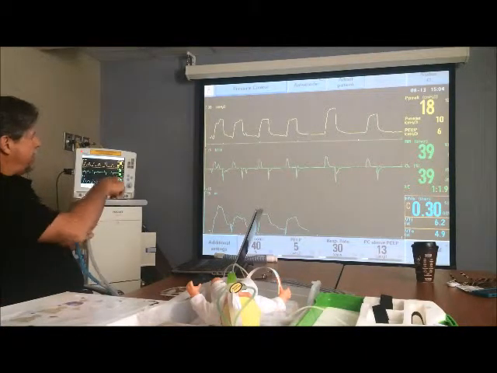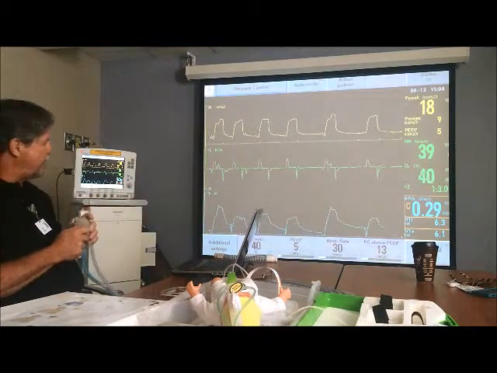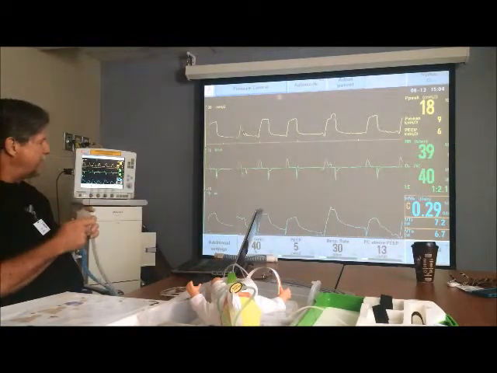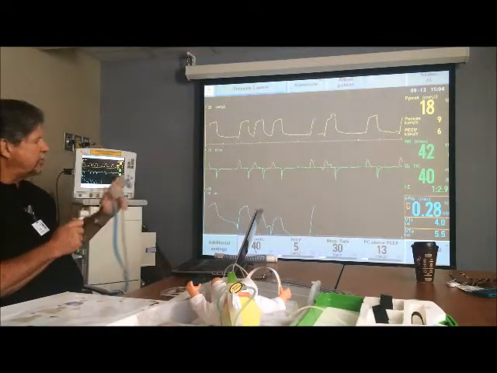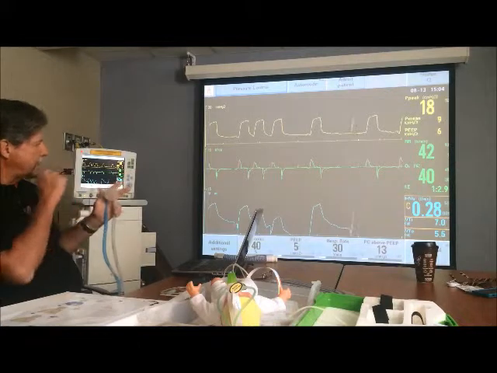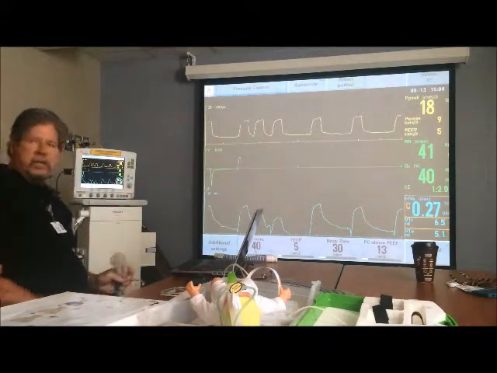So we see there might be a little bit of a leak in our circuit because the volume waveform isn't coming back to baseline all the time. We're compensating for compressible volume, so the tidal volume delivered when I'm not touching the lung is about 6 cc's. That's a good volume for a 1 kilogram kid.